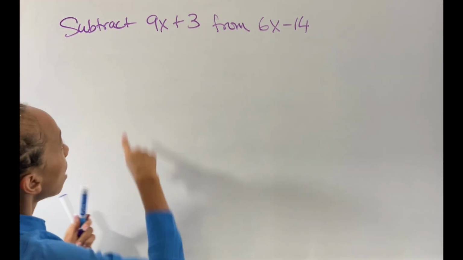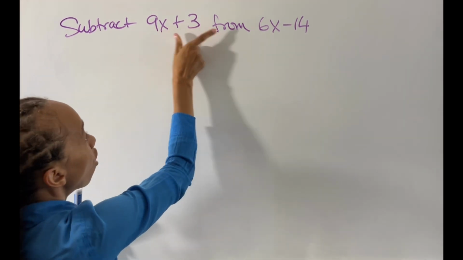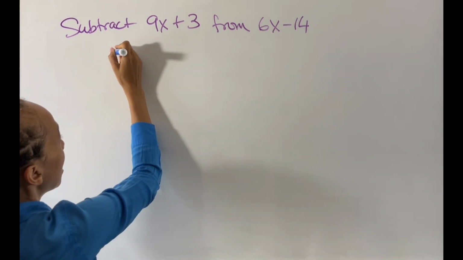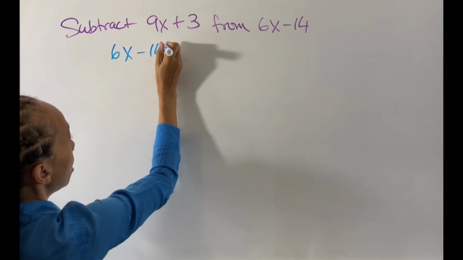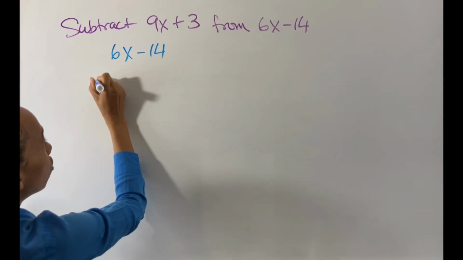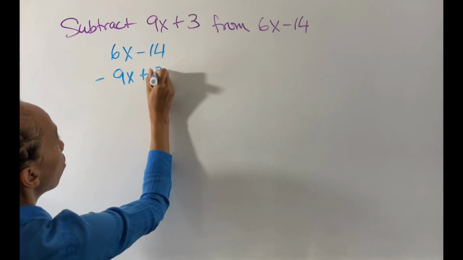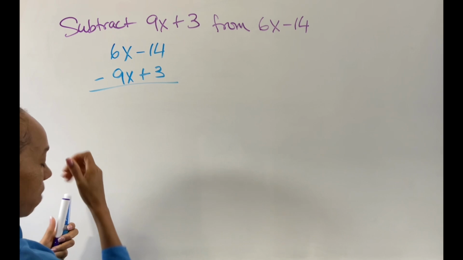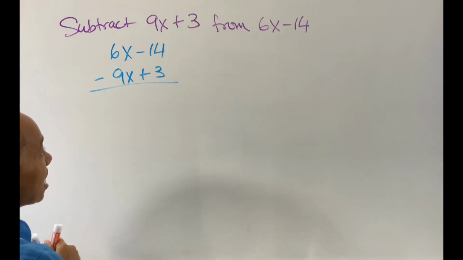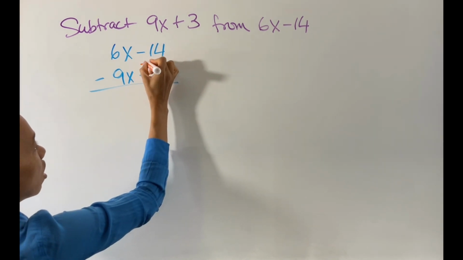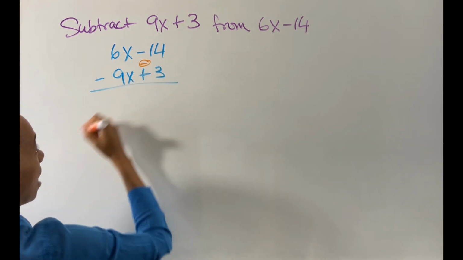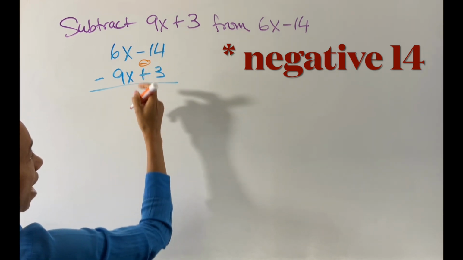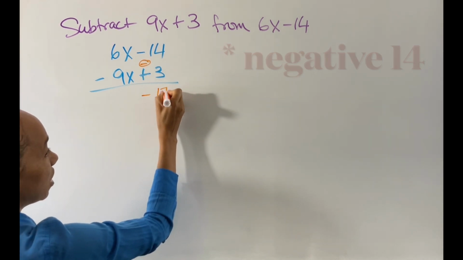Keywords there: subtract this from this. So you're going to write down the 6x minus 14 first, and then you're going to subtract 9x plus 3 from this. Now, once again, this is the vertical method. You have to change your sign here. So this now is going to be a negative sign here. So 14 minus 3 is going to be negative 17.